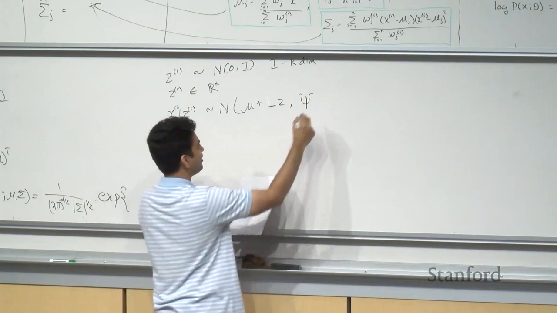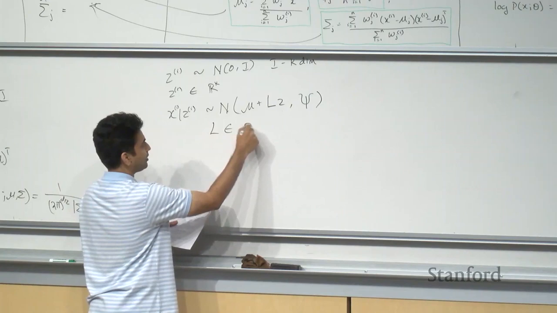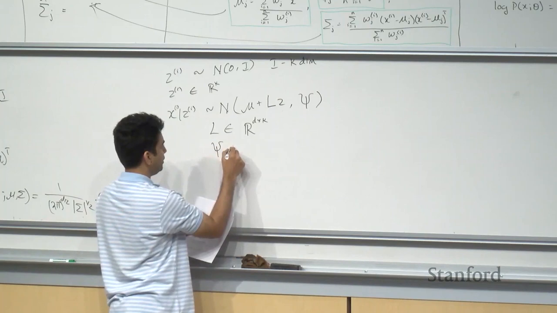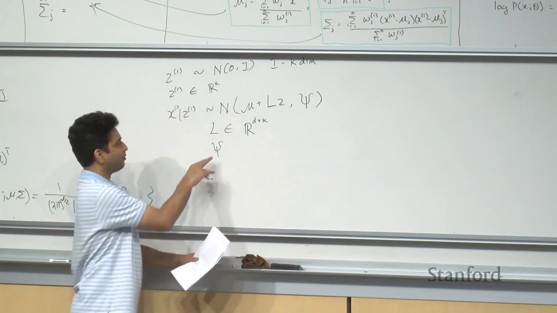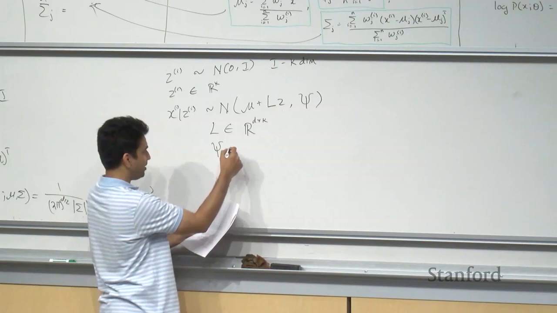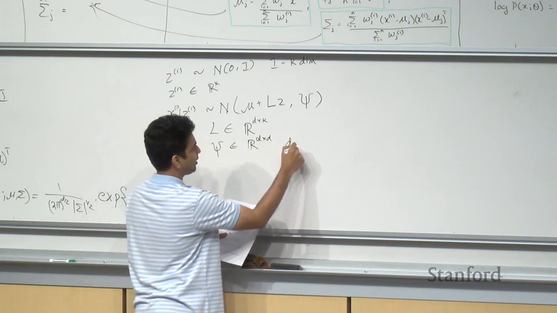Here L is a matrix that maps us from k to d, so it is d by k. And you're going to assume psi is, what's the right way to pronounce this? Is it psi or psi? Anybody know? Psi, all right. So we'll call it psi. So psi is d by d, and we're going to assume it is diagonal.